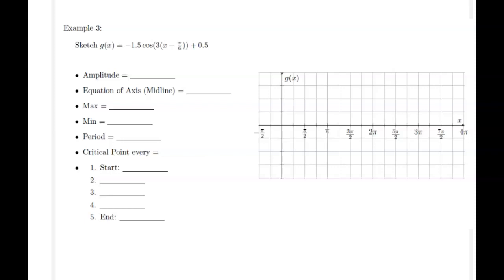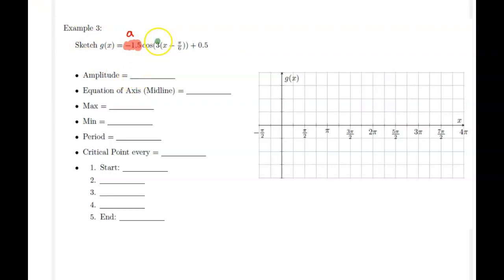In example 3, we are going to sketch g of x, which is a transformed cosine function. I'm going to start off by listing all of my values of a, k, d, and c. Starting off with my a value, it's this one out here. That is my a, negative 1.5.